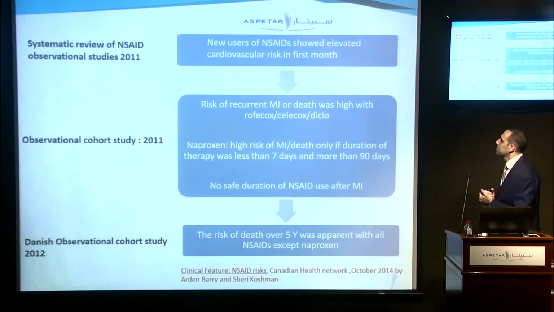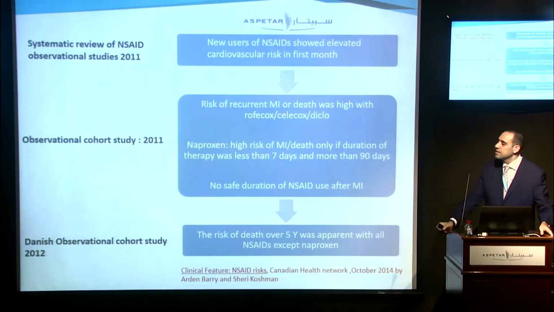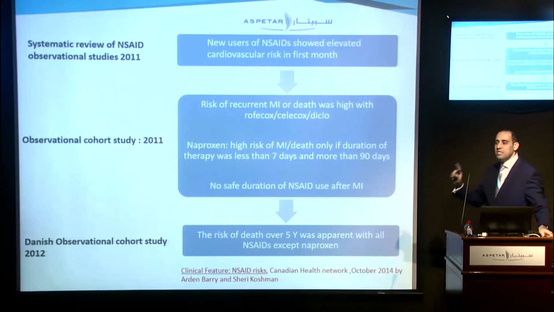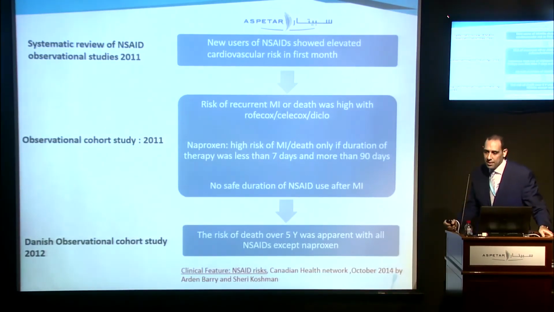Again, very interesting. Observational studies in 2011 studied the risk of developing a cardiovascular event in patients with established coronary heart disease, mainly death and recurrent MI. The risk was high with rofecoxib, celecoxib, and diclofenac. With naproxen, the risk was high only in the first 7 days or after using it for more than 90 days. But the general conclusion, the most important thing about the study, was that there is no safe duration of NSAID use after an episode of MI.